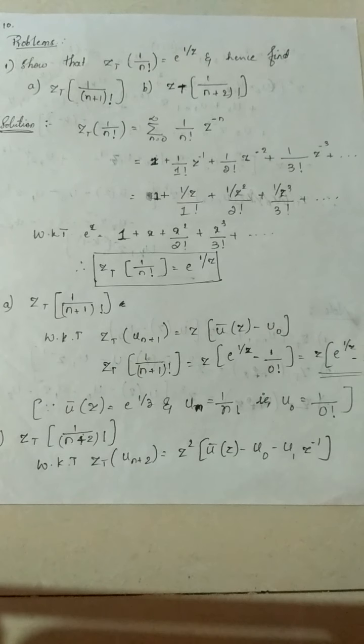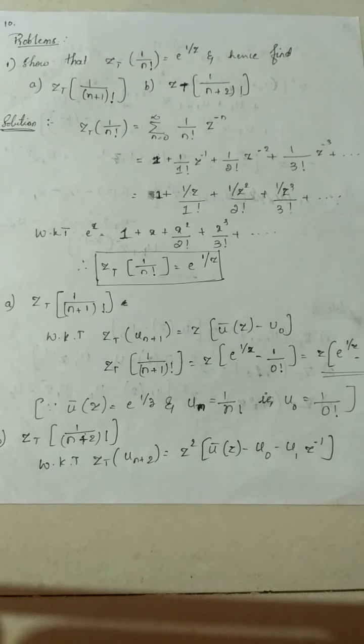Now let us see problems. Show that the z transform of 1 upon n factorial is e raised to 1 by z, and hence find the z transform of 1 upon n plus 1 factorial and the z transform of 1 upon n plus 2 factorial. Now, the z transform of 1 upon n factorial is the same as the z transform of un, where un is 1 by n factorial.